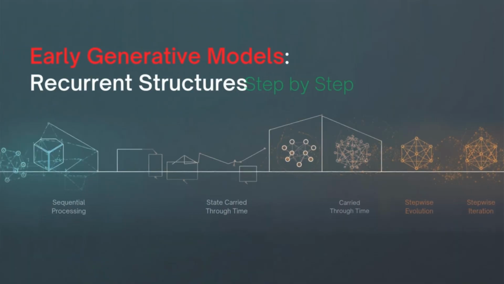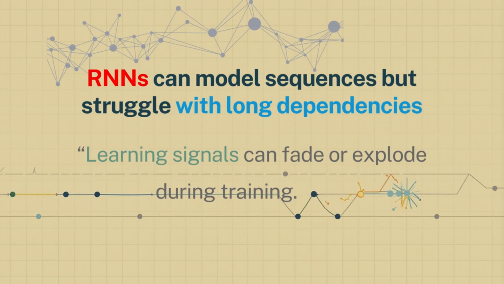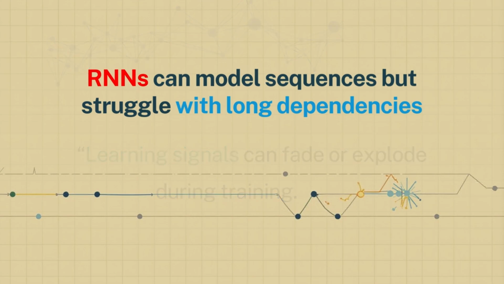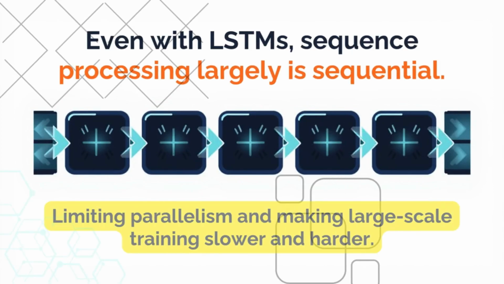Early generative models use recurrent structures that process sequences step by step, carrying state through time. RNNs can model sequences but struggle with long dependencies because learning signals can fade or explode during training. With long sequences, gradients may shrink, making it difficult for the model to learn relationships between distant tokens. LSTMs introduce gating mechanisms to preserve information longer, improving performance on sequence tasks like generation and recognition.